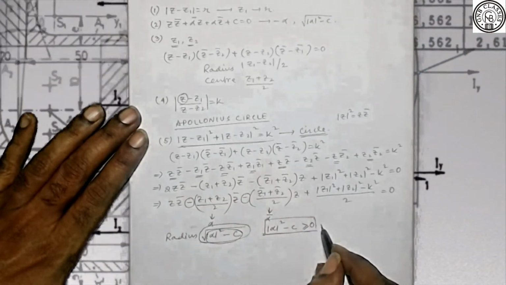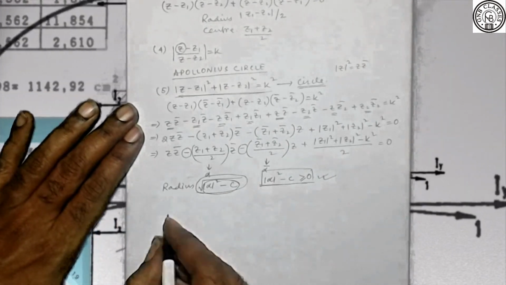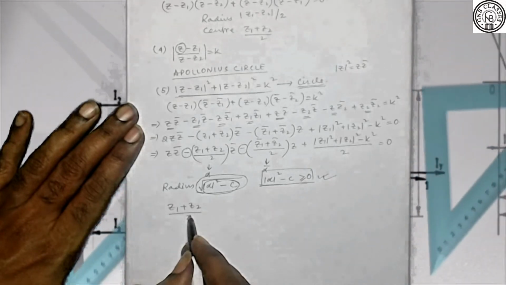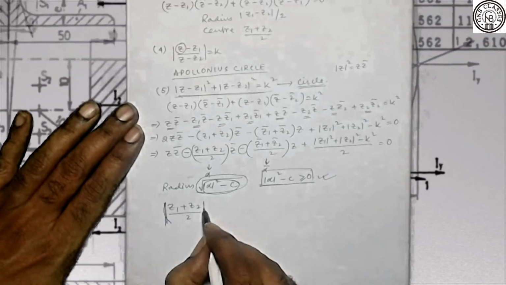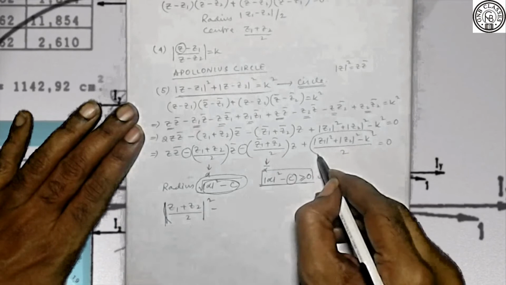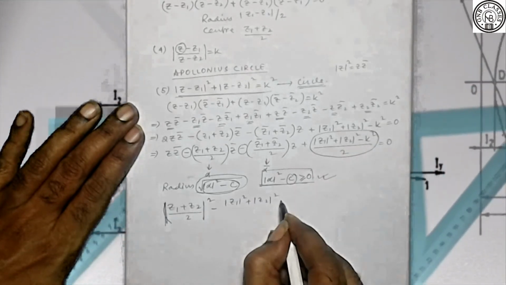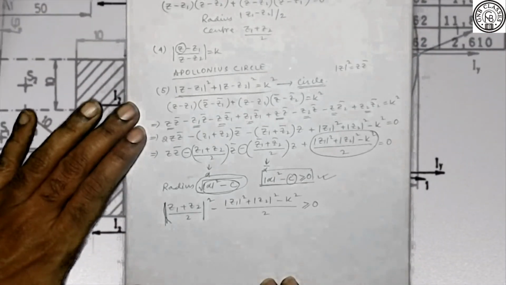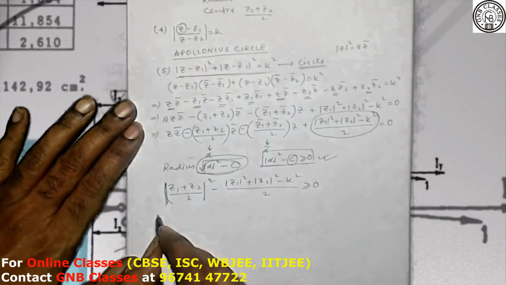Okay, so now we have to work on this. Mod of alpha square means mod of z1 plus z2 by 2, because this is your alpha, mod of this square minus c. C is the constant term, which is nothing but this one here. If this is defined, then it will represent a circle, and it will be defined when it is greater than or equal to 0.